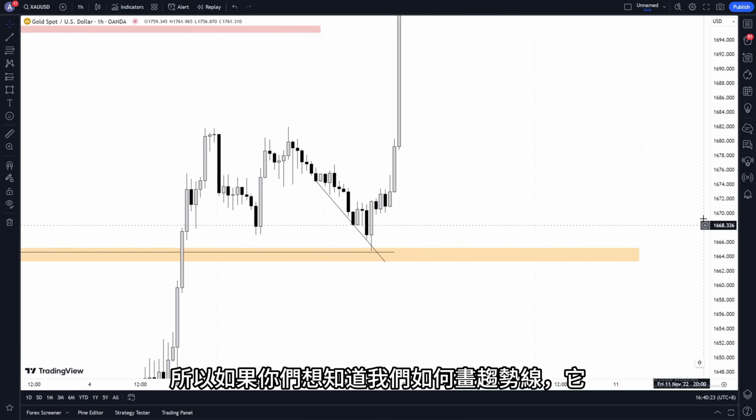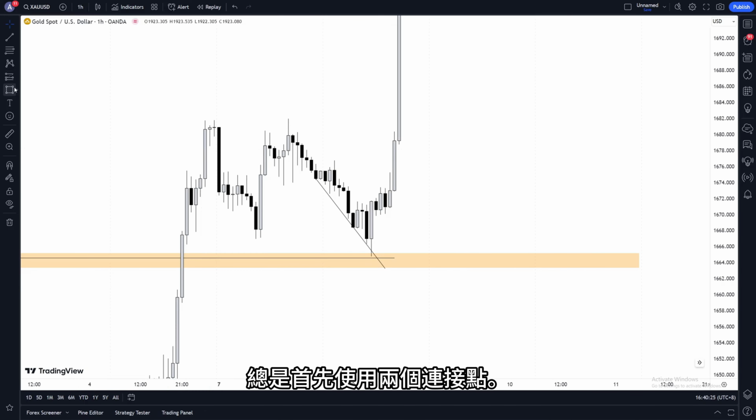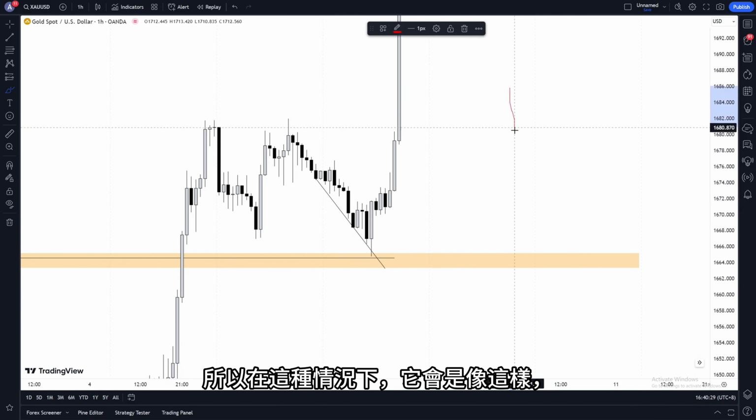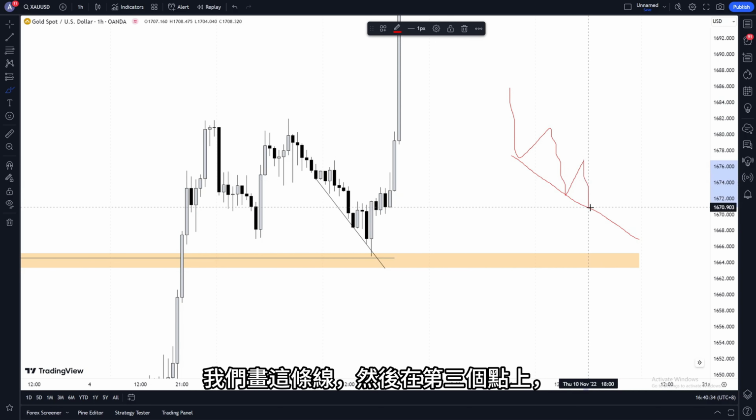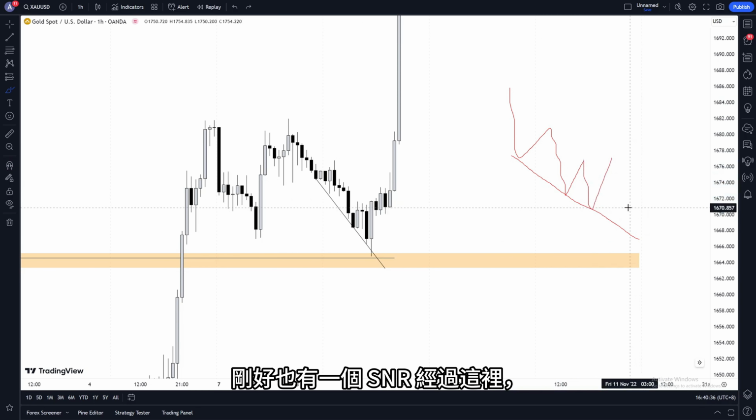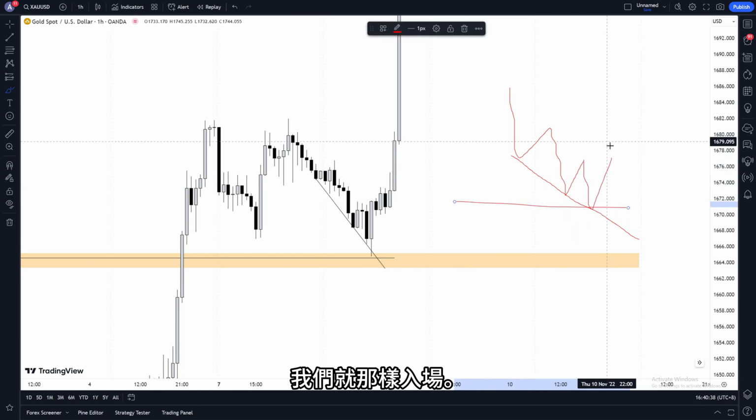Right there. So if you're wondering how we draw the trend line, it's always using 2 connections first. You first need 2 connections. So in this case, it would be something like this, like this. Okay, there's 2 connections. We draw the line. And then on the third one, there also happens to be a SNR passing by here. And we take the entry like that.